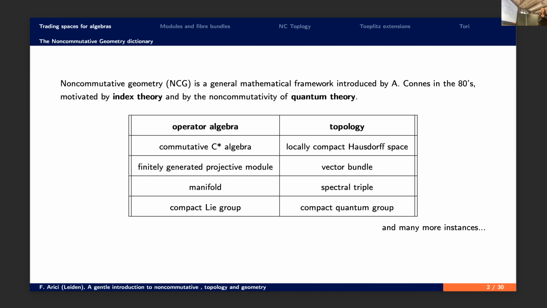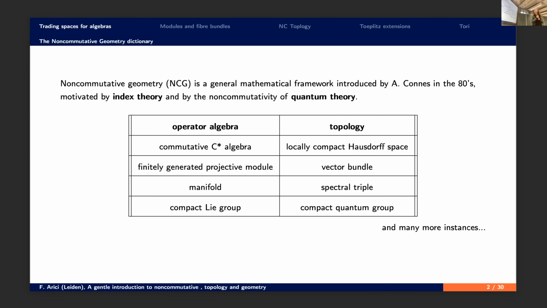And the other inspiring motivation for studying non-commutative geometry, so for studying non-commutative algebras, is of course the non-commutativity of quantum theory. So the fact that in order to describe quantum mechanical systems, you need to deal with operators that do not commute with each other.